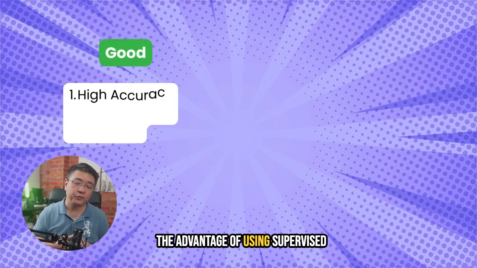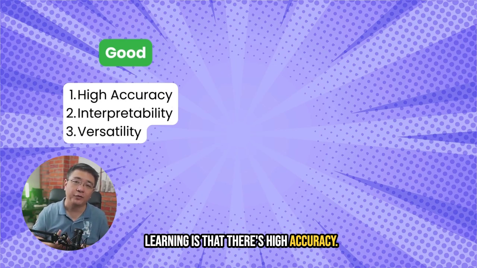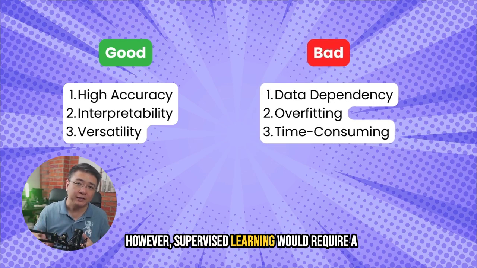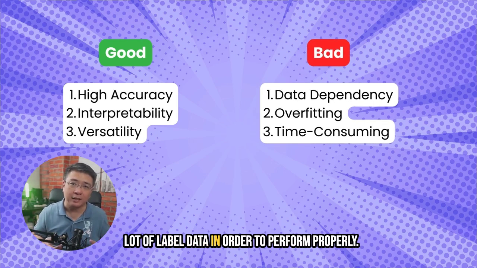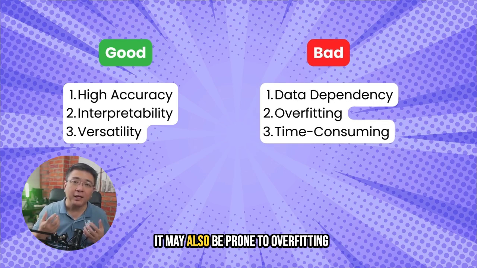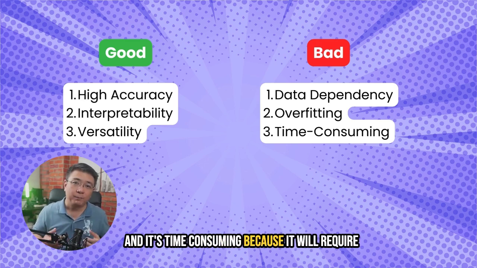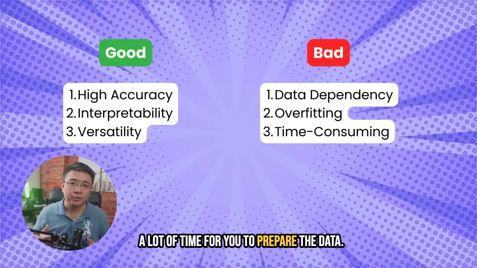The advantage of using supervised learning is that there's high accuracy, it's interpretable, and it's versatile. However, supervised learning would require a lot of labeled data in order to perform properly. It may also be prone to overfitting if your training dataset isn't that comprehensive. And it's time-consuming because it will require a lot of time for you to prepare the data.